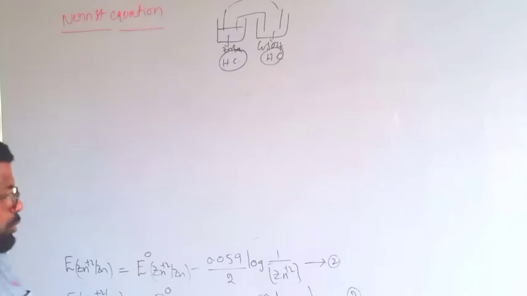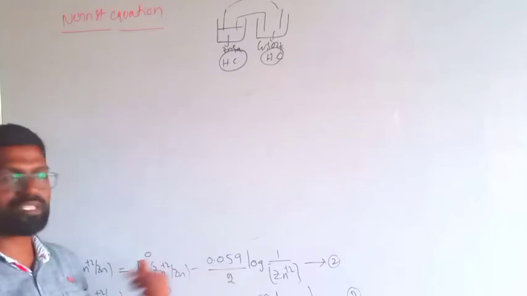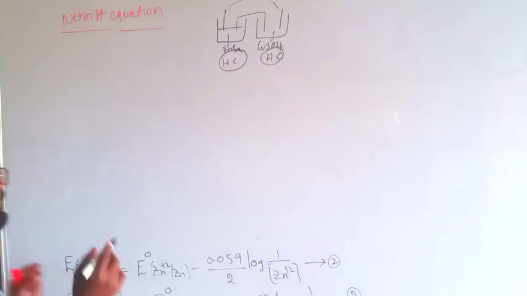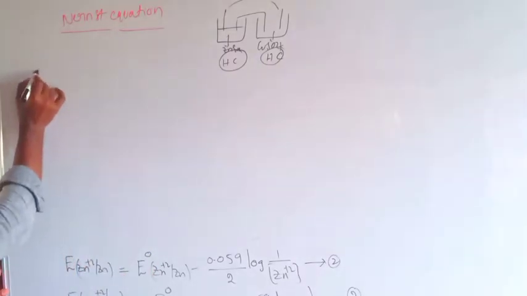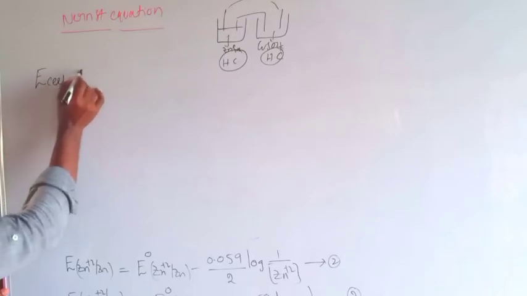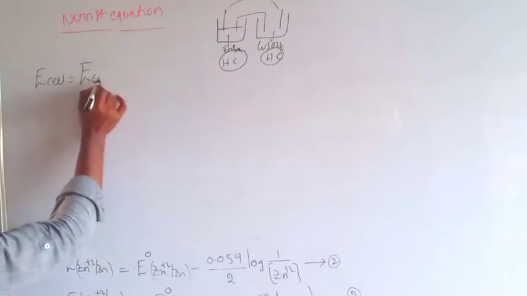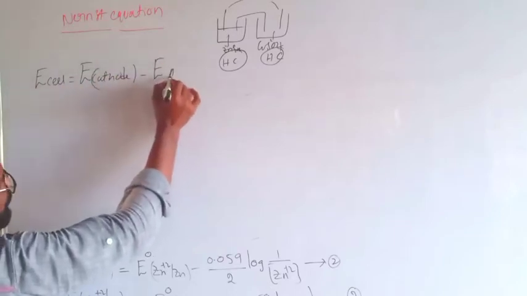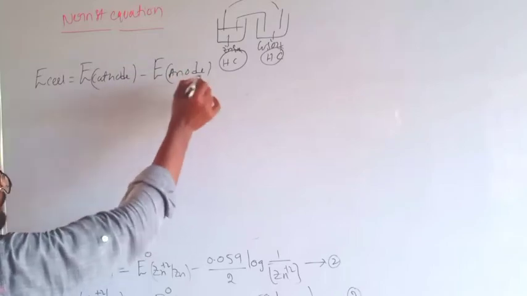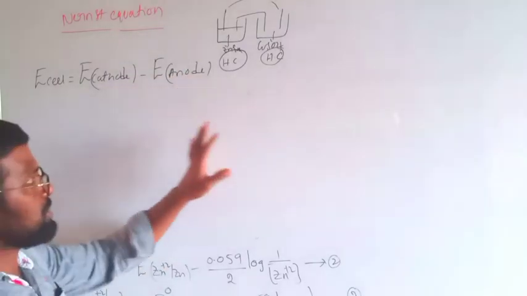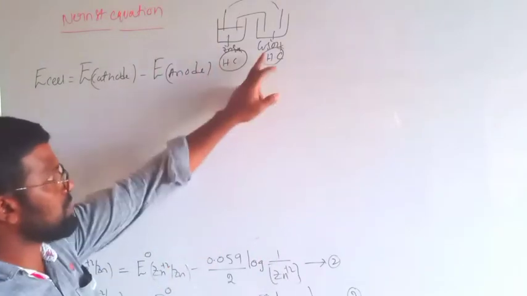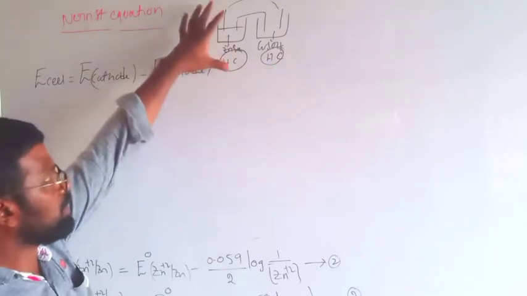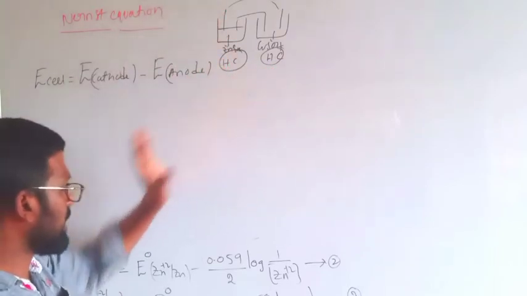If we know the cathodic reduction potential and the anodic reduction potential, from that we can determine the total cell potential. For that we have a formula: total cell potential E cell is equal to the electrode potential of the cathode minus the electrode potential of the anode. So what is cathode and anode in a galvanic cell? In a galvanic cell, the right side part is the cathode, that is copper in copper sulfate solution acts as the cathodic compartment, and zinc in zinc sulfate solution acts as the anodic compartment.